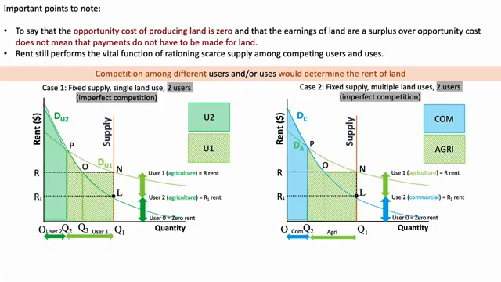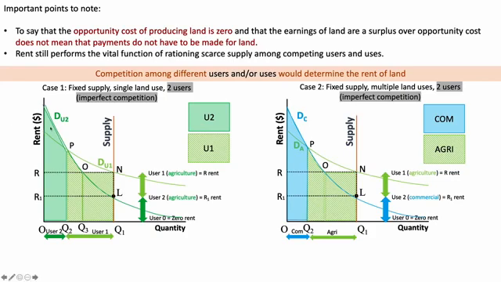Let's see what happens if we relax the assumption of monopoly and talk about two users. Now, in this case, we are assuming that DU1 is user 1 and DU2 is user 2, and there will be some competition among them. Now let's observe the demand curves DU2 and DU1 more closely. In the first case, land is still used only for agricultural purpose, or rather there is only one single land use.